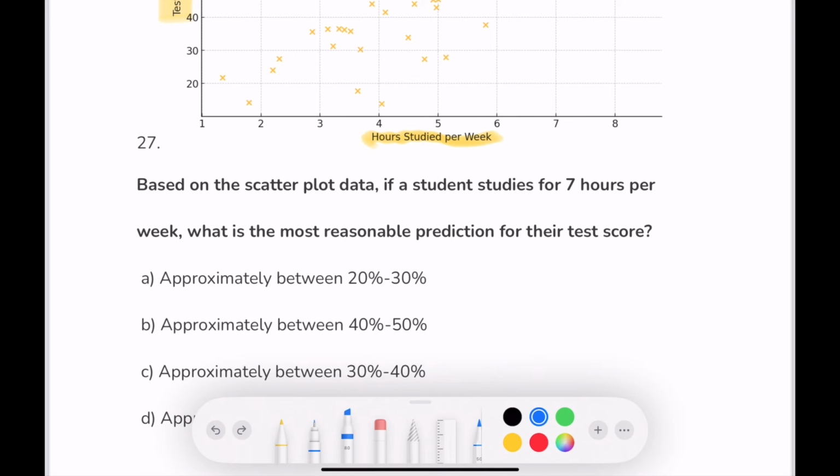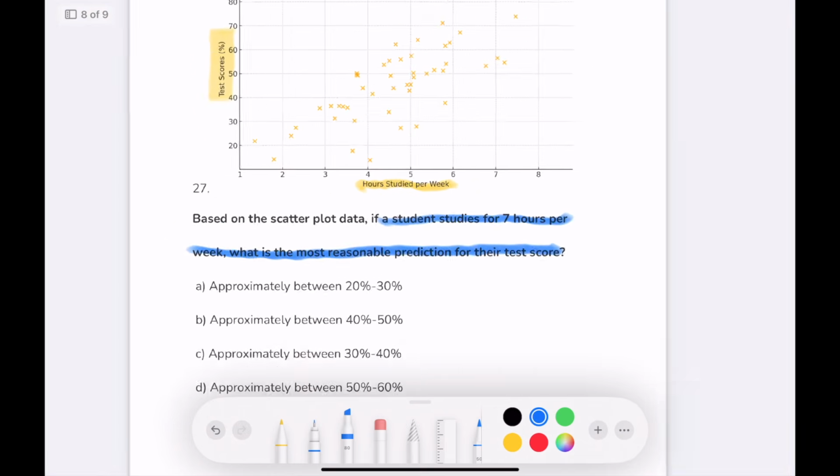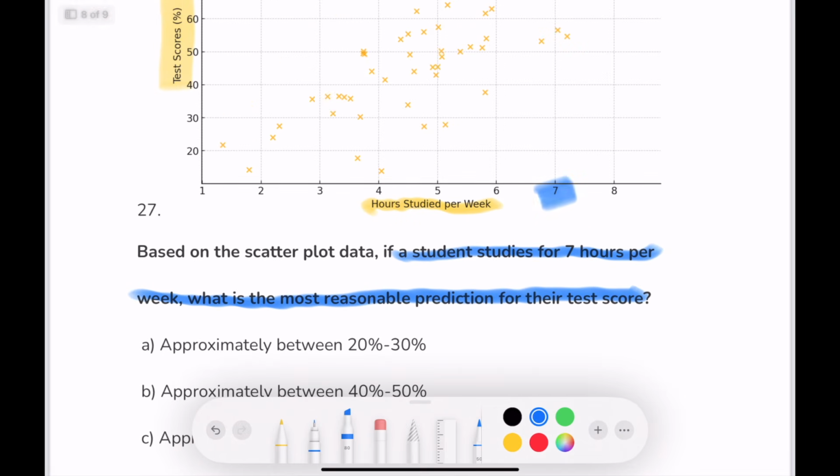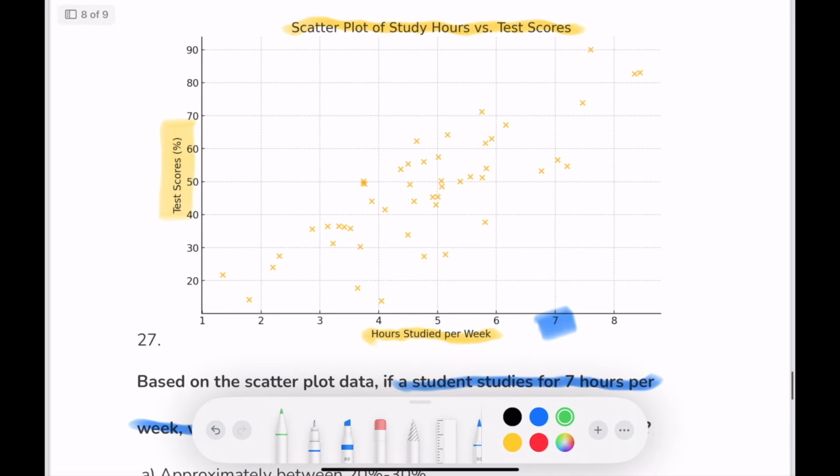There we go. If a student studies 7 hours per week, what is the most reasonable prediction for their test score? Most reasonable prediction I see here is 7 hours. So let's go up and use the green. Now if we just go up here, it's in this range right here.